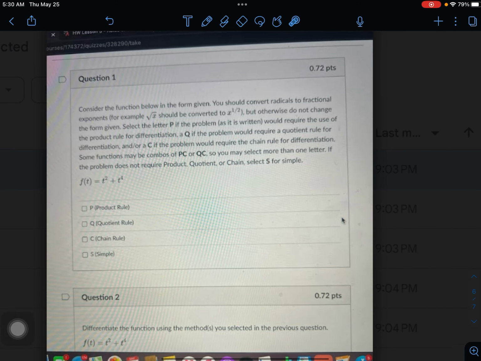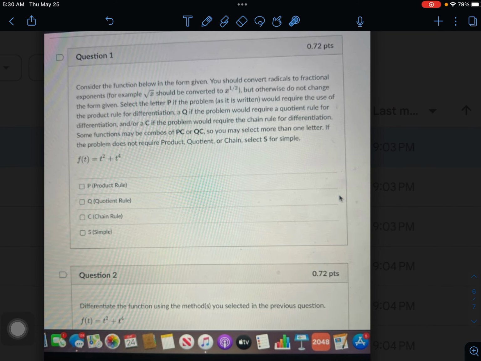This one right here. This question is just asking about this function right here. And you're given choices of how do I take the derivative. And let me just make sure this is what it's asking. Consider the function below. Yeah, it's just giving a bunch of information.